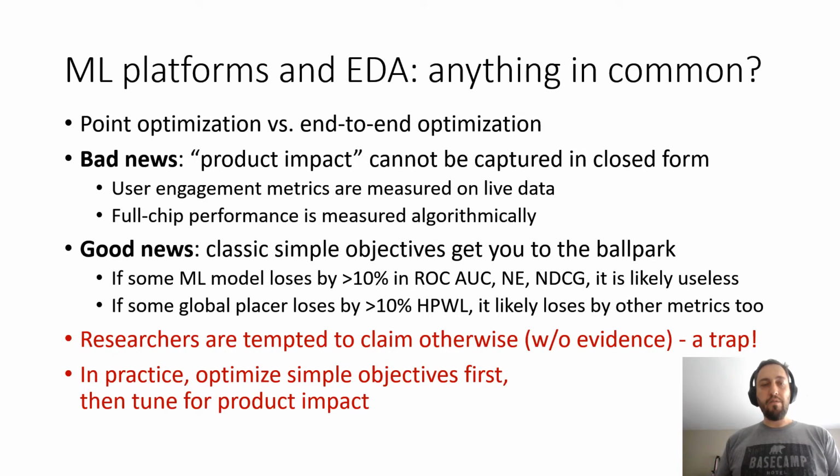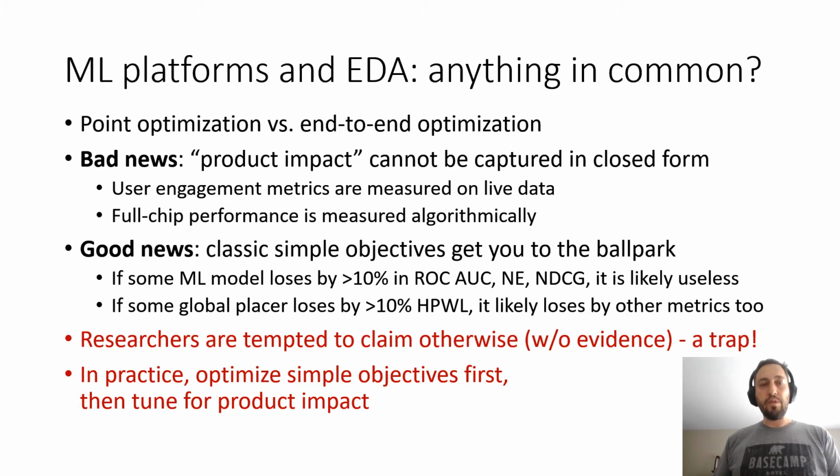However, the two domains have many things in common. During end-to-end optimization, product impact cannot be captured in closed form. In online systems, user engagement metrics are measured on live data, and in EDA, full chip performance is estimated algorithmically. The good news is that simple objectives approximate product metrics quite well. If some ML models lose by over 10% in simple metrics, they're likely useless. Likewise, if some placer loses by over 10% in half perimeter wirelength, it likely loses in other metrics.